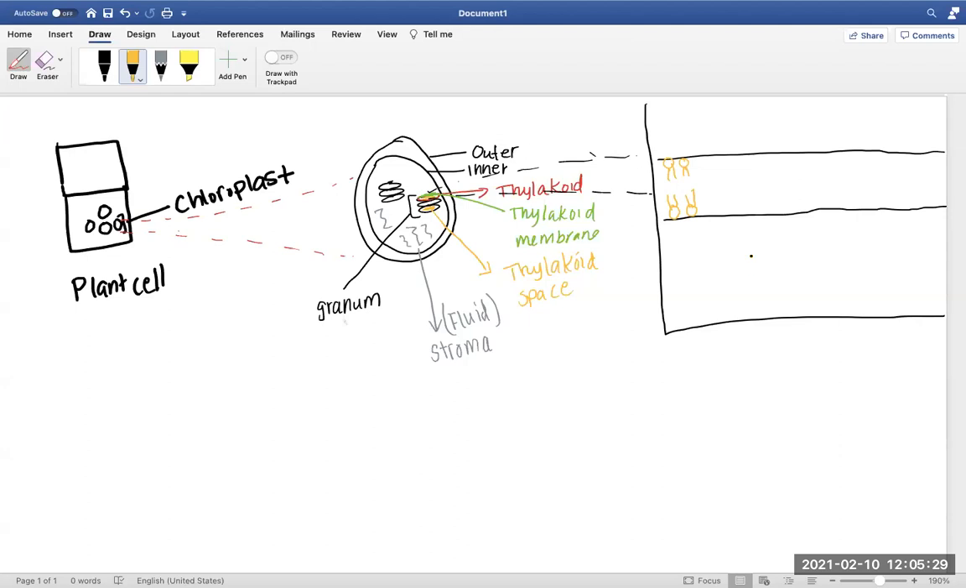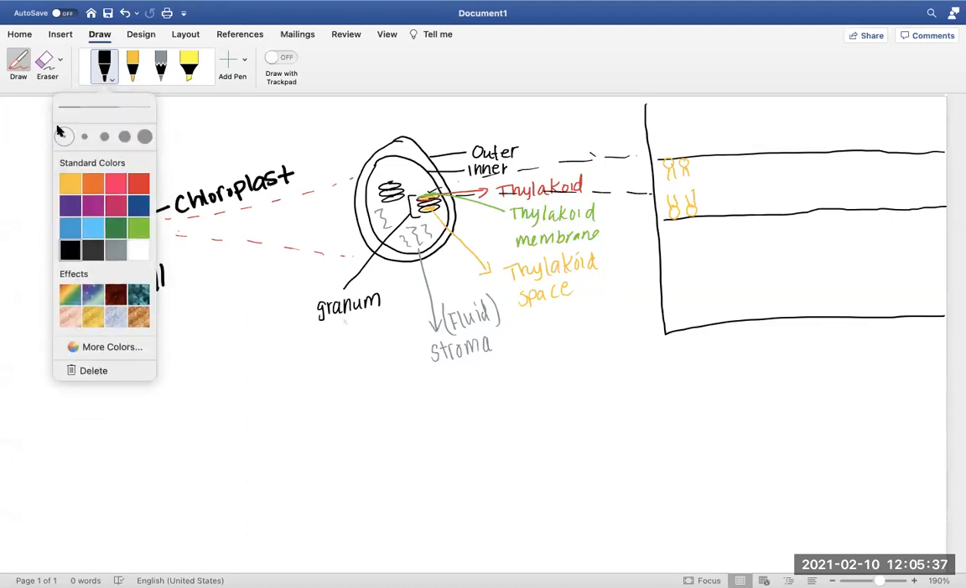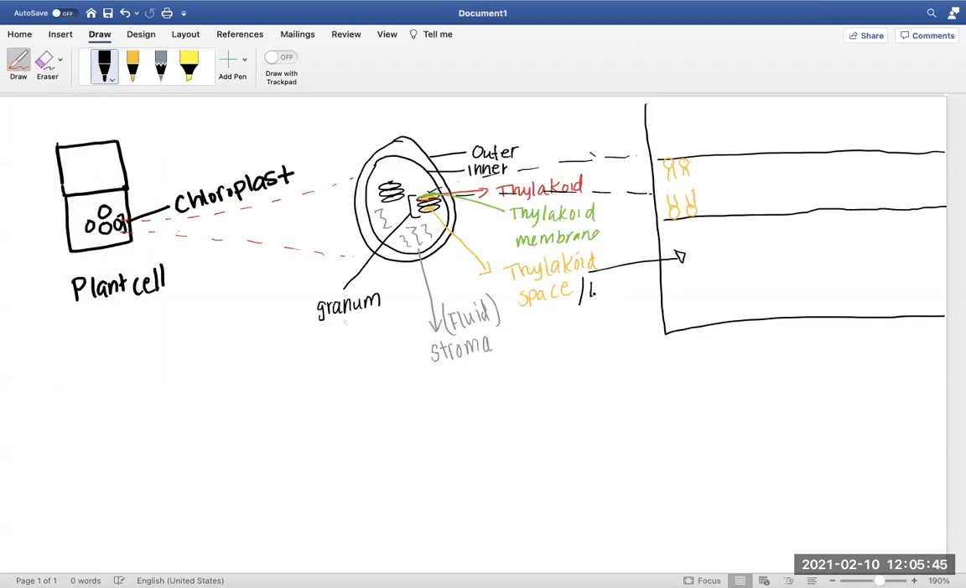If this is the membrane, what's here? The thylakoid space. So this, or also known as lumen. And what about here? What's here? In this area. So we're looking at this. If I'm pointing here, then I'm talking about this area. Is that the stroma? That's the stroma.